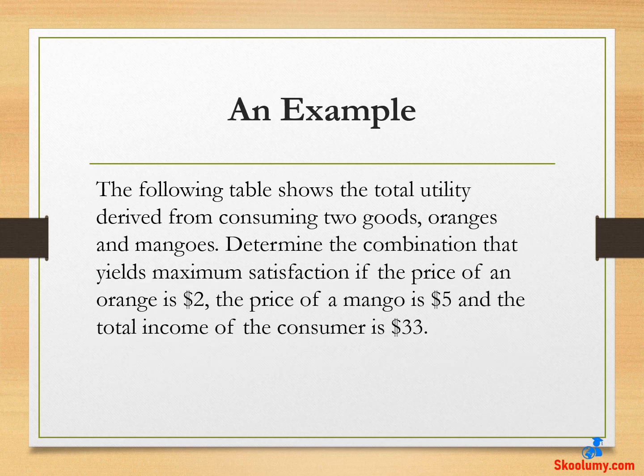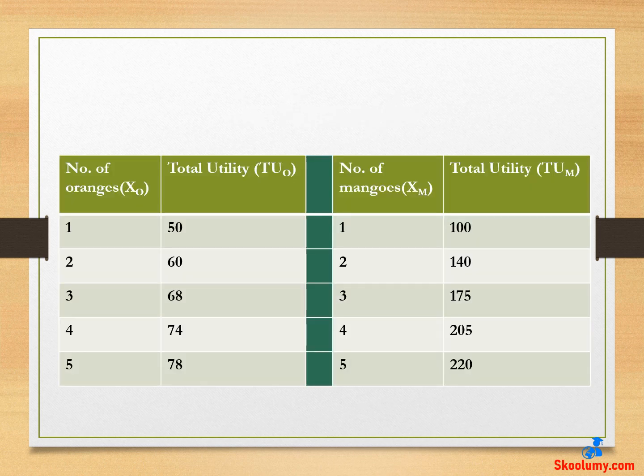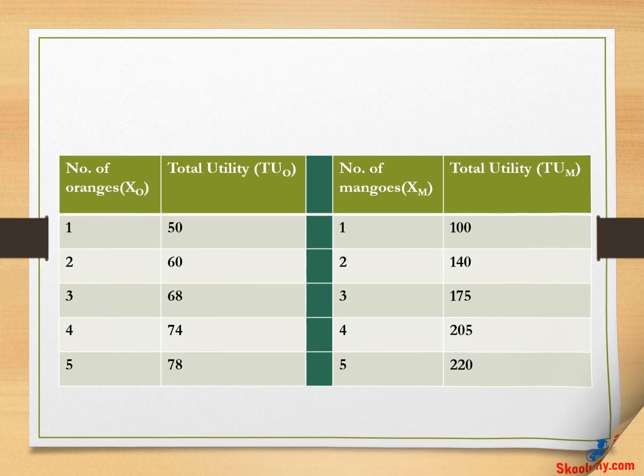Let's solve an example. The following table shows the total utility derived from consuming 2 goods, oranges and mangoes. Determine the combination that yields maximum satisfaction, if the price of an orange is $2, the price of a mango is $5, and the total income of the consumer is $33. The table shows the number and total utility of oranges and mangoes. Total utility is the total satisfaction derived from consuming all the units of a good.